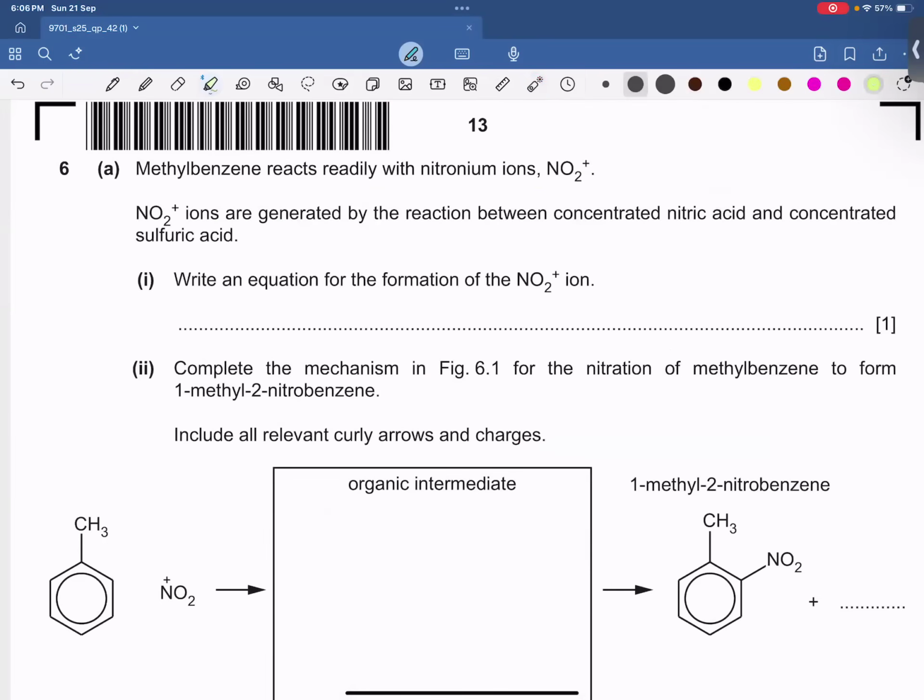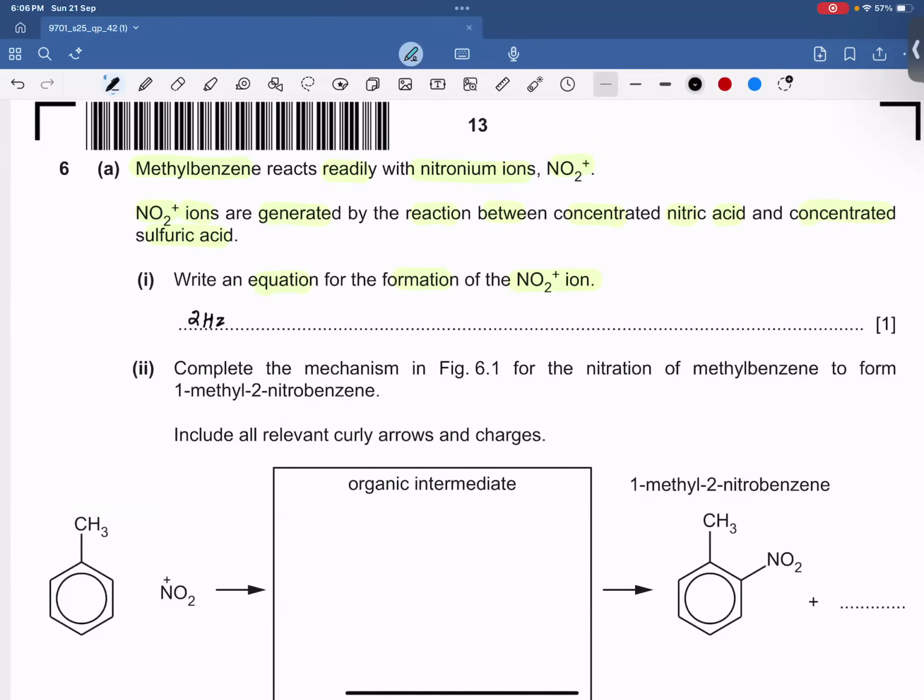Methyl benzene reacts readily with nitronium ion, NO2 plus. Nitronium ions are generated by the reaction between concentrated nitric acid and concentrated sulfuric acid. Write an equation for the formation of nitronium ion. So that's what we have done in the class.